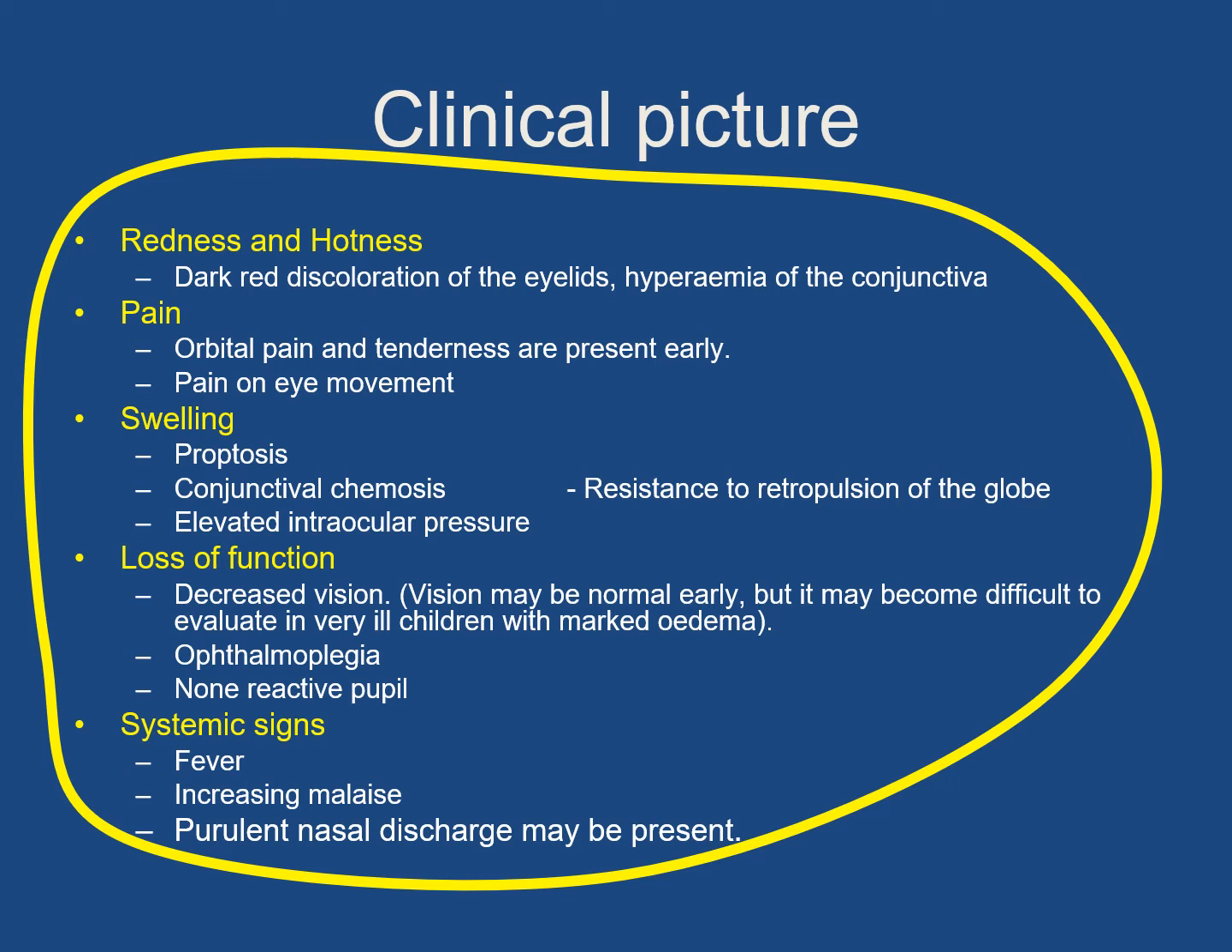Loss of function. The function is usually vision. The patient can lose vision. There is interruption of extraocular muscle motility and pupillary reaction. The systemic signs of the systemic infection like fever, increased malaise, and nasal discharge.